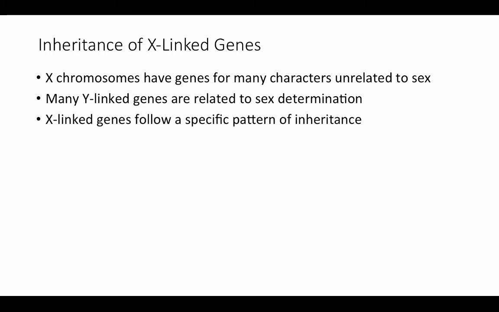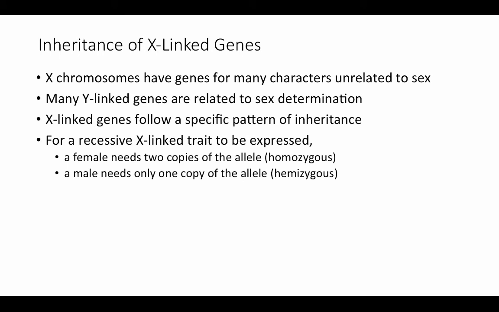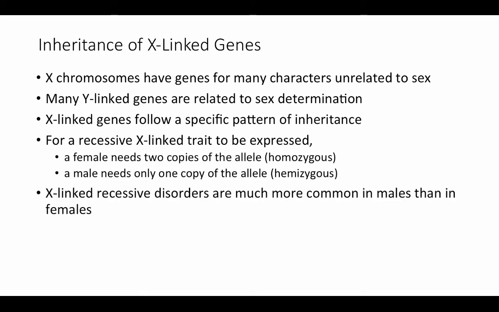As we saw, these X-linked genes follow a very specific pattern of inheritance. For a recessive X-linked trait to be expressed, a female needs 2 copies of the allele, so the female would have to be homozygous. But the male only needs 1 copy of the allele to be expressed, and we call this state being hemizygous, having just 1 copy with no other copy to interact with it in any way. X-linked recessive disorders are much more common in males than in females because they only need to get 1 copy rather than matching up 2 copies.